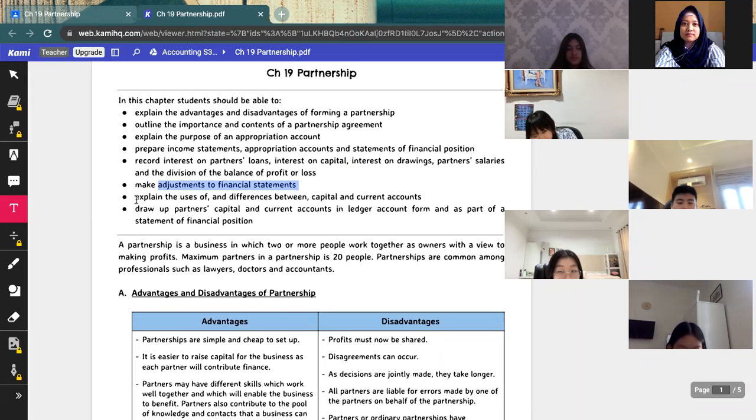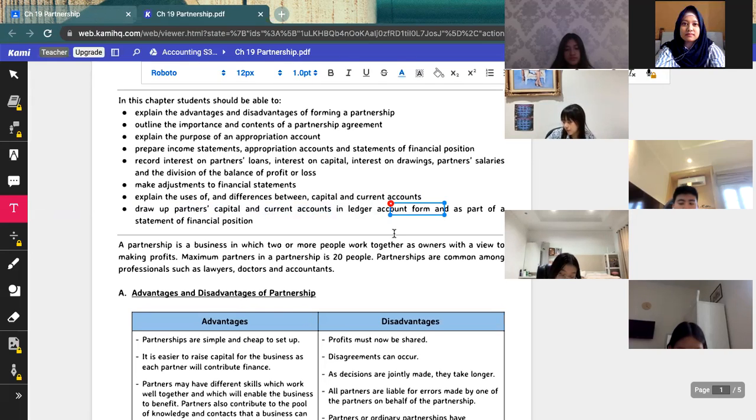And then explain the uses of and differences between capital and current accounts. We will learn about this. And last one, you will learn partners' capital accounts and current accounts in the ledger, as part of the statement of financial position. Okay, so that's basically wrapping up what we will learn in this chapter.